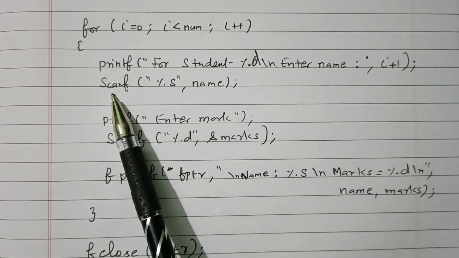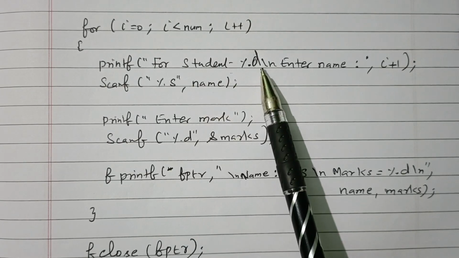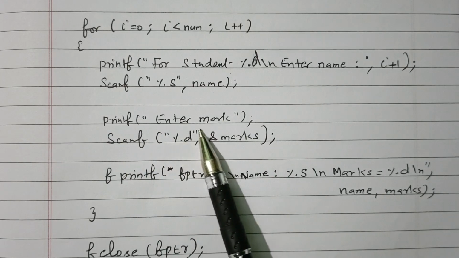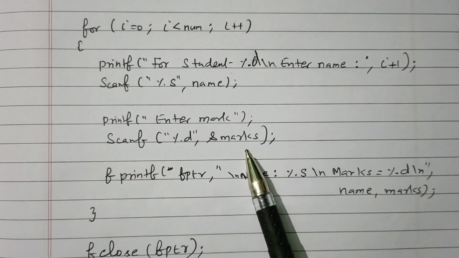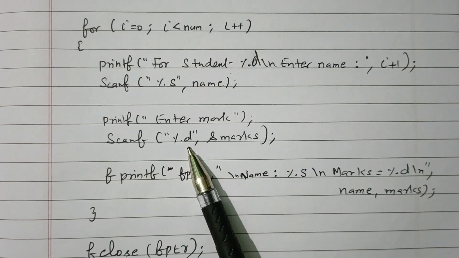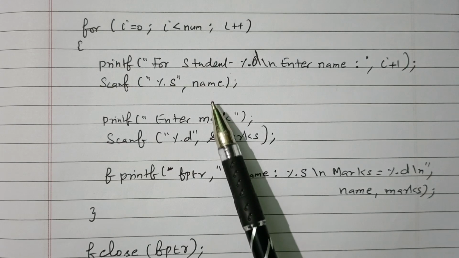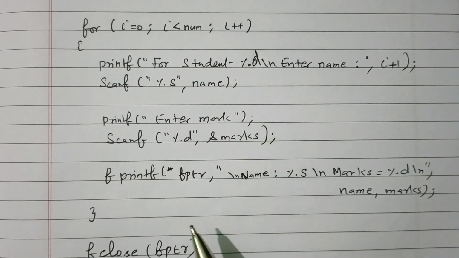Then the user will enter the name, scanf %s and name. The name entered by the user is stored in name. Then printf enter mark. Then the user will enter the mark, scanf %d and &mark. %d refers to integer type, address of mark. Now we got the student name and mark of the first student. Now we can write these two data in a file.